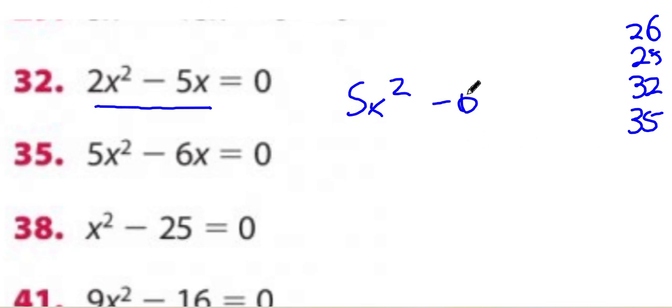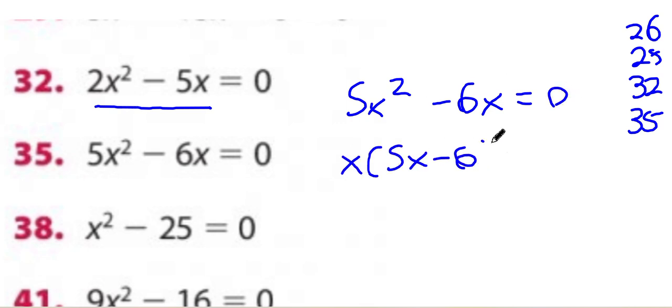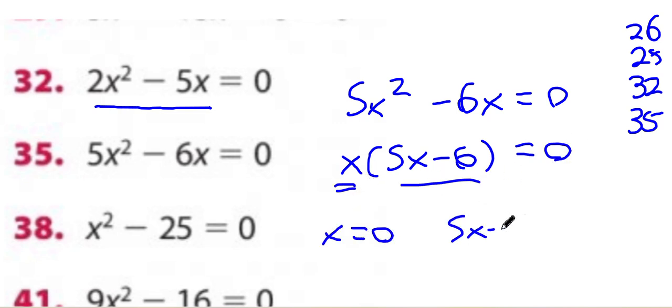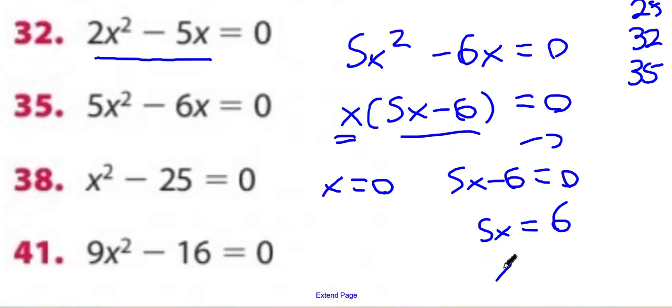Now, 5x squared minus 6x equals 0. Did you all take out the x? What are you left with? Okay, blame the first one, blame the second one, and then move the 6 over to your side. 5x equals 6, divided by 5 then. 6 over 5. We all good with that? Okay.